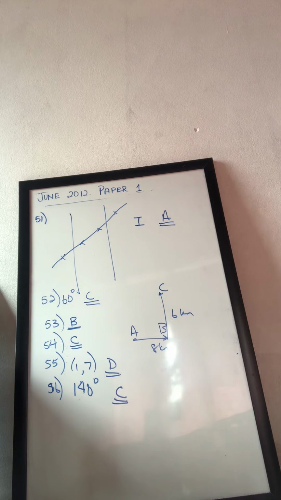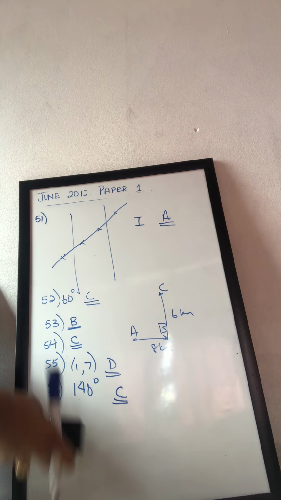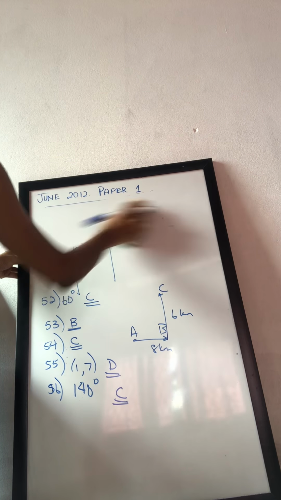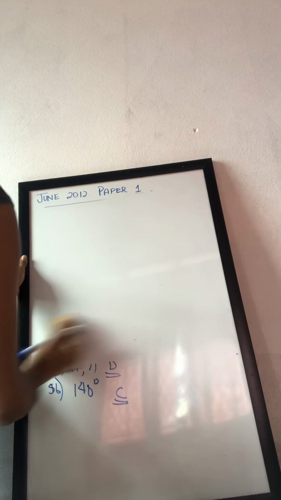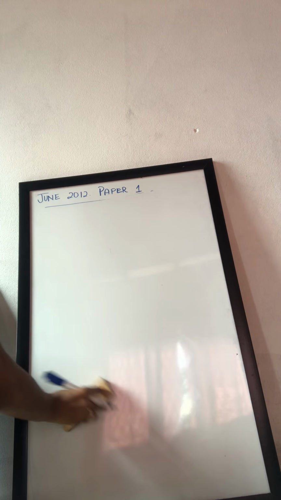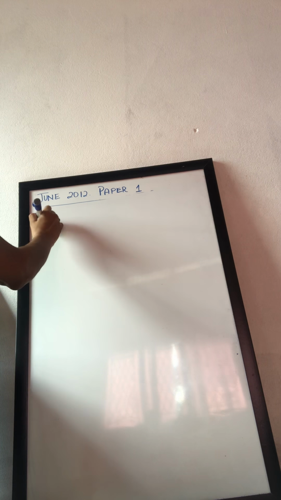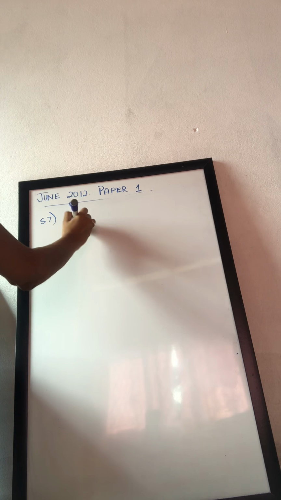For 57, the vector that translates PQ to P prime Q prime is, so we're looking at the point P. How would we move from P to get to P prime? Now we would move 2 units to the left and 3 units upwards. So 2 units to the left would be negative 2 and 3 upwards would be positive 3. So 57 is C as the answer.